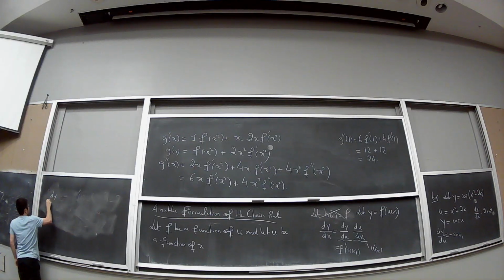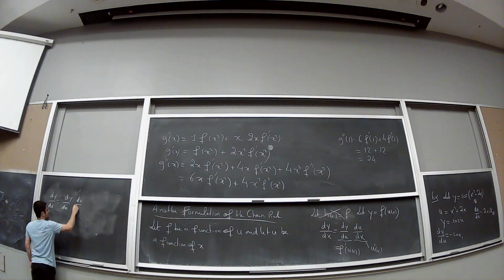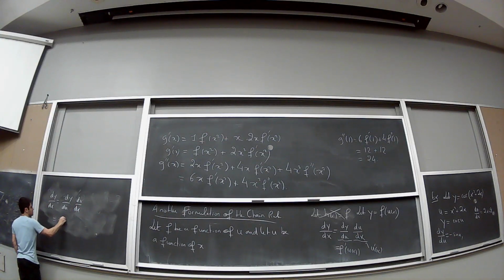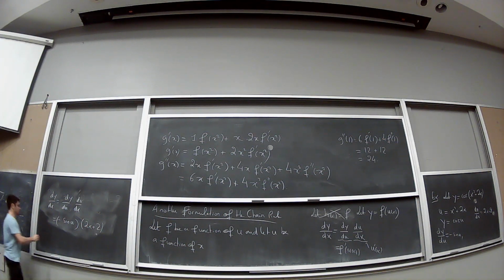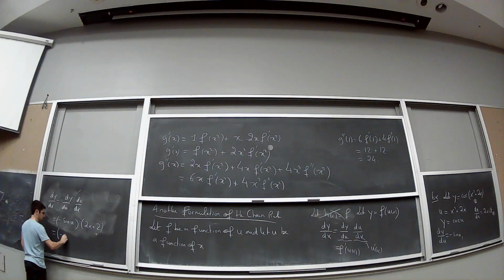So dy by dx is equal to dy by du times du by dx. What is dy by du? This is minus sine u times du by dx, which is 2x plus 2. Now what is u? U is x squared plus 2x.